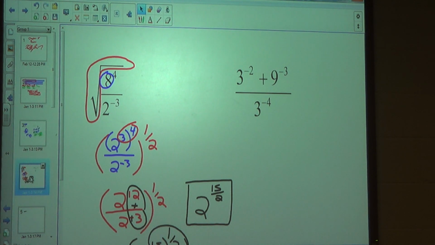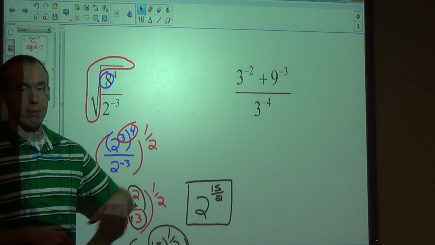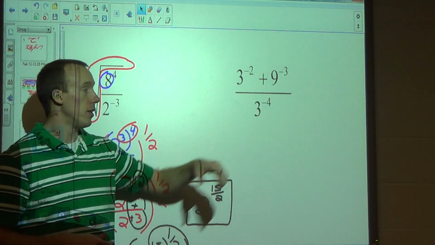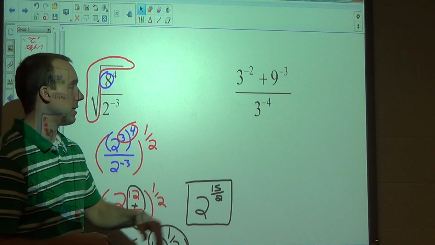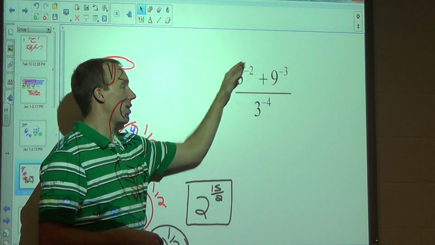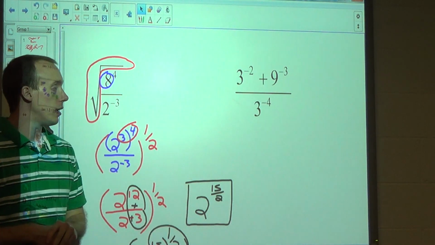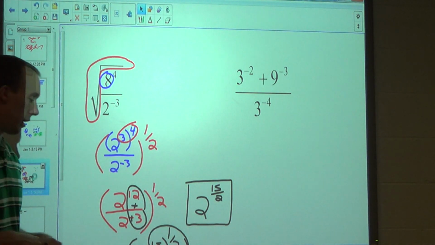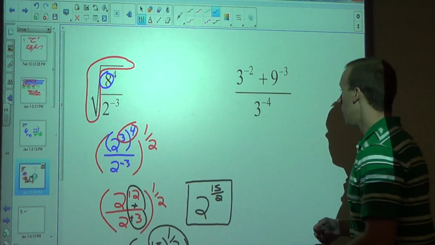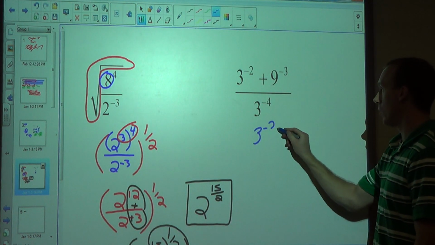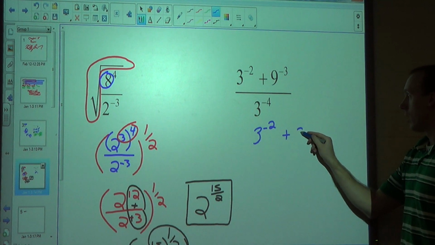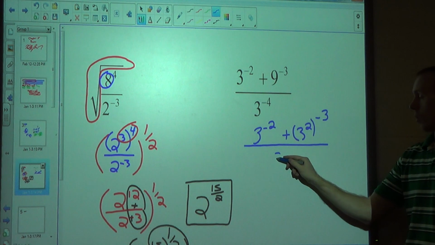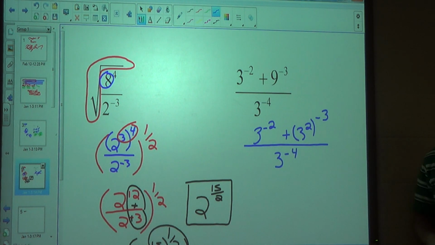Okay? What's not so nice about this problem over here on this side? A plus sign, yes. The reason that's not very nice is because now you can't just swing things up and down and move them around. What could I think first though? Could I think same base again? Yeah. Okay, let's do same base first. It'd be 3 to the negative 2 plus 3 squared to the negative 3rd, over 3 to the negative 4th.